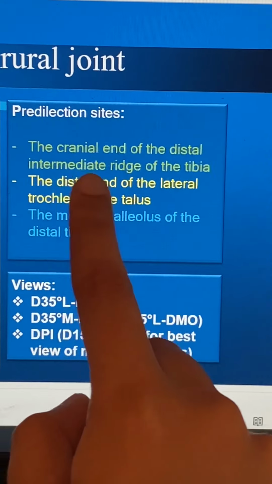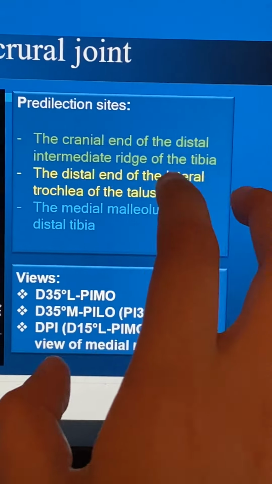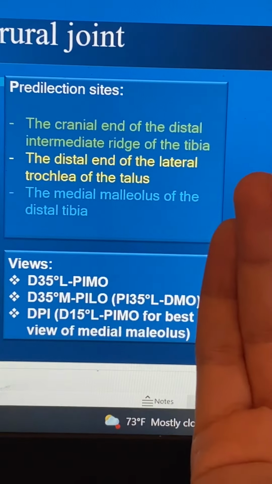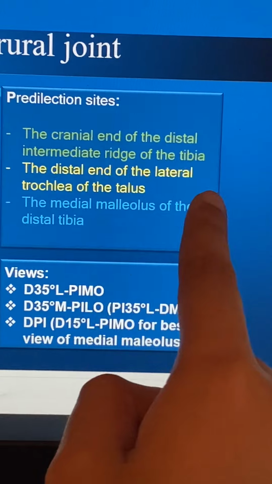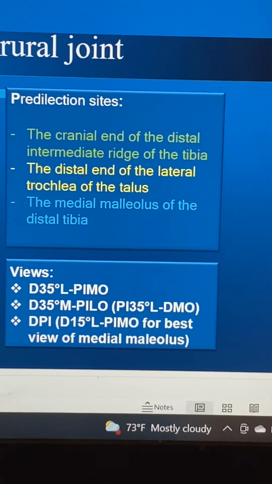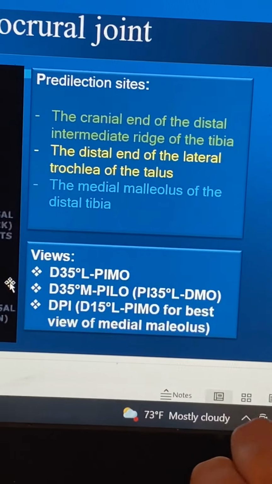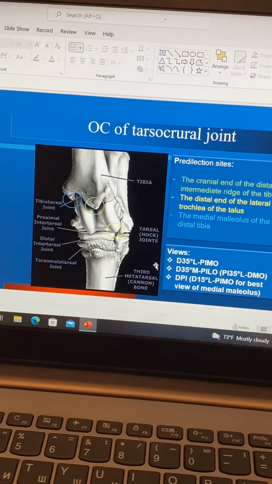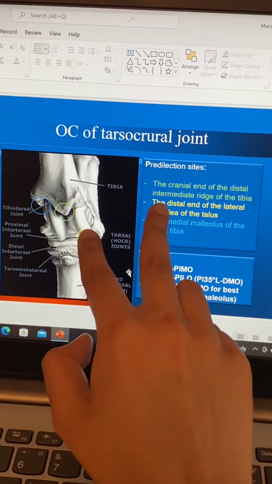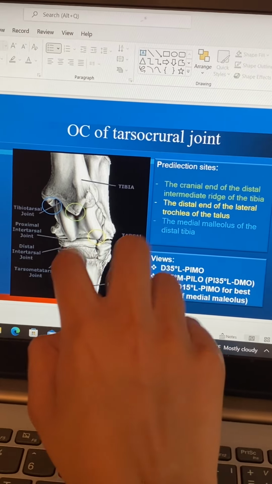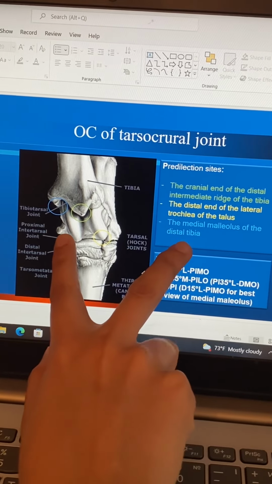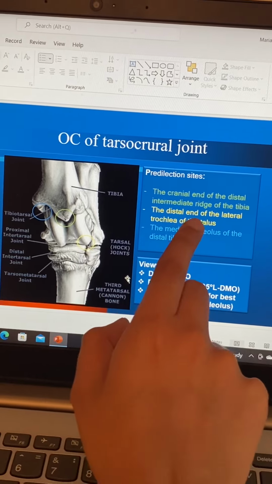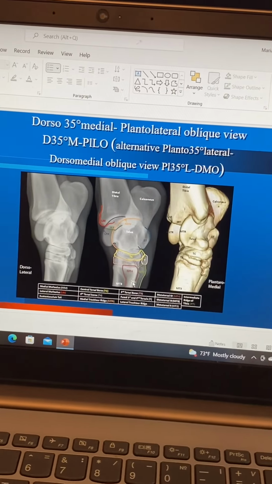The cranial side of the distal intermediate ridge of the tibia. Okay, so I'll say the front of the tibia, the distal end of the lateral trochlea of the talus, and the medial malleolus of the distal tibia. Sorry, I don't know what most of these are, but hopefully this helps. So the green part shows you the cranial end of the distal intermediate ridge of the tibia. This is the medial malleolus of the distal tibia, and this is the distal end of the lateral trochlea of the talus, but I imagine the questions will look like that.